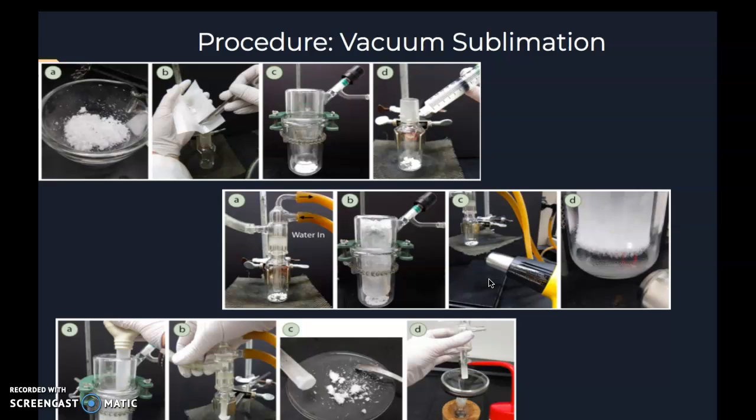Step 9. Remove the coolant from the cold finger and allow for the system to reach room temperature. Step 10. Reinstate air pressure to the apparatus. And step 11. Remove the cold finger and gently scrape the crystals into a beaker or a watch glass.